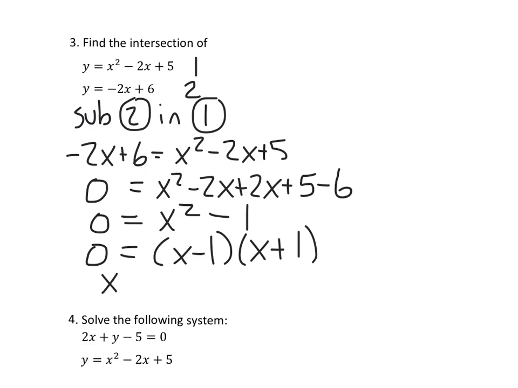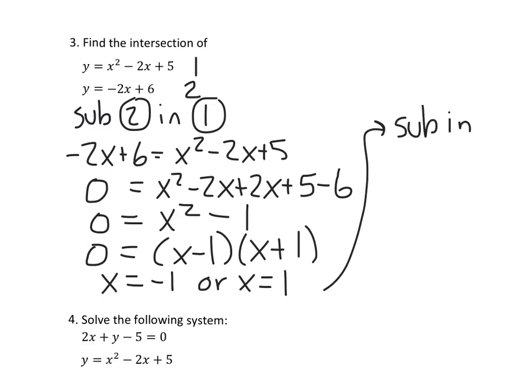And I have 2 different x values where this line intersects the curve. I end up with x could be negative 1 or x could equal positive 1. I now need to substitute both of those values back into equation 2. You could substitute it into equation 1, it's just that the calculation's easier with the line.